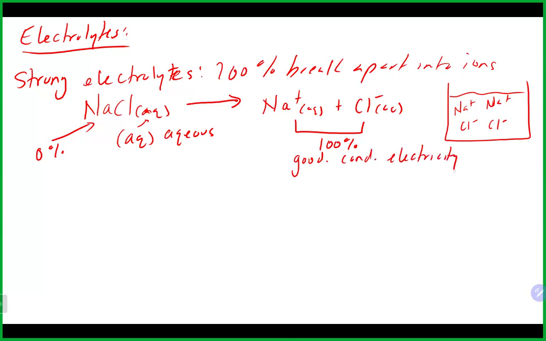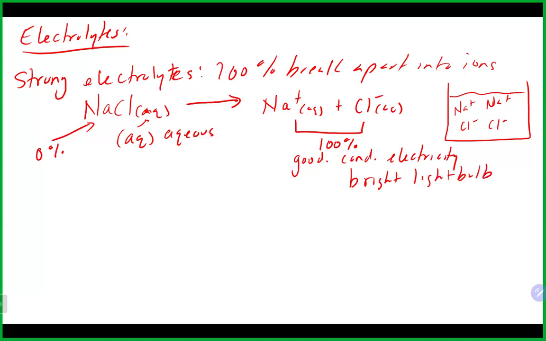Oftentimes with electrolytes, people use a light bulb as an example. If you had a light bulb that you connected to some wires and you put it into a strong electrolyte solution, your light bulb would turn on and be very, very bright. It would just turn on like the light bulbs we've got going on here. You would have a very bright light bulb.